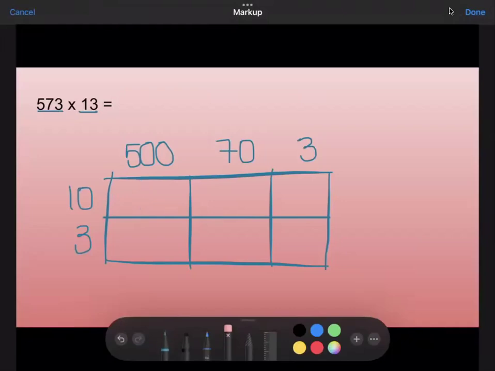So let me go ahead and erase that. 5 times 1 is 5. And then I need to add all 3 zeros, 2 zeros from the 500 and 1 zero from the 10. So 1, 2, 3. So there's my first partial product.